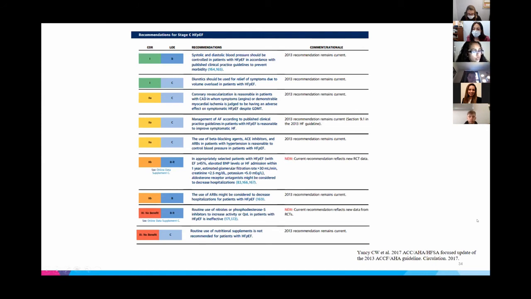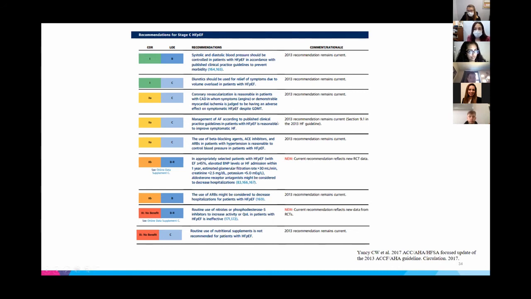So this is from the 2017 ACC-AHA update of the guidelines from 2013. And so we have had new information from 2017 to now, but this was the recommended treatment of HFpEF. So the first thing is blood pressure management. Second is diuretics. Third is for patients with CAD, revascularization should be considered if that is judged to be leading to their symptoms.